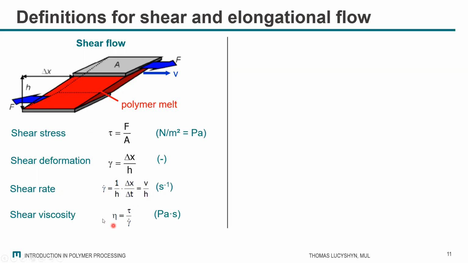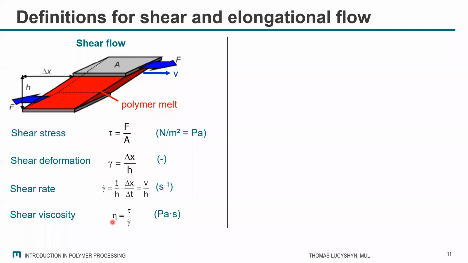And finally, we have a relation between the shear stress and the shear rate, and that is the shear viscosity. So that's the shear stress divided by the shear rate. And in processing, we typically use SI units for the shear viscosity, Pascal seconds. And the viscosity is basically the resistance against flow.